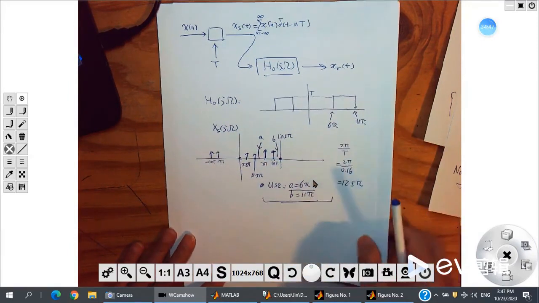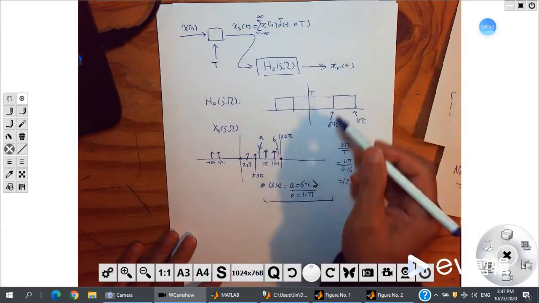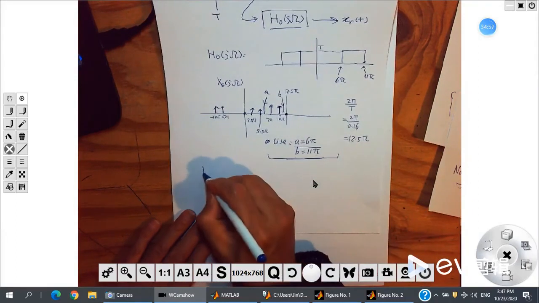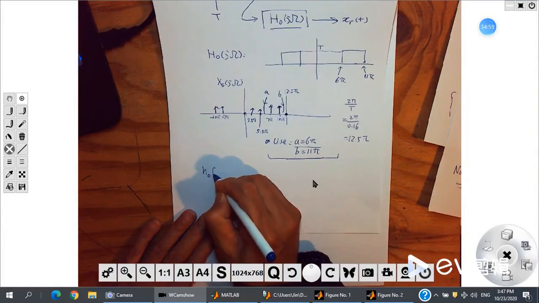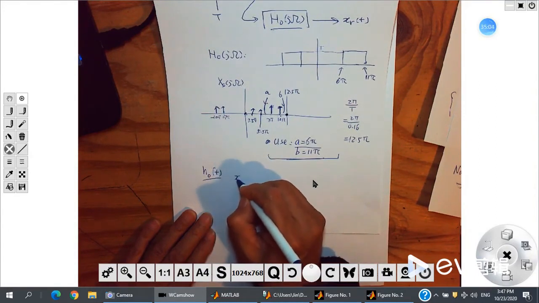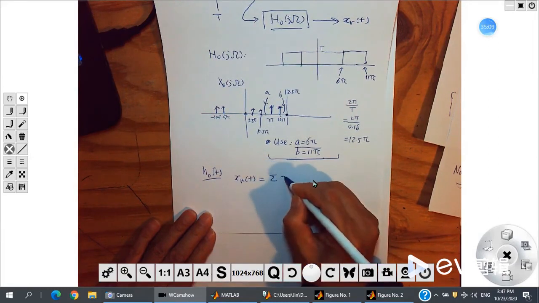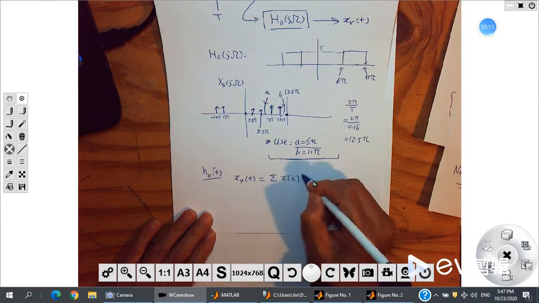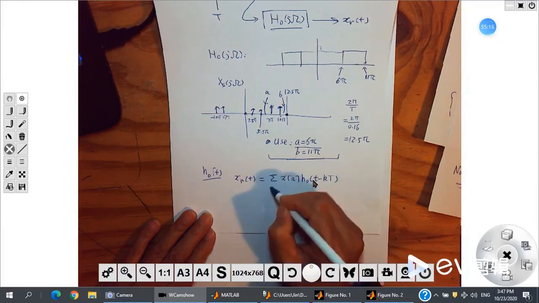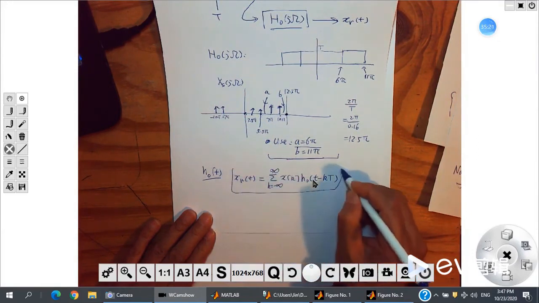And of course you can realize this if you want to build a circuit to do it. Now in the computer we do a similar thing. We want to find h0(t). We find this, and the result x_r(t) will be the summation of x[k] times h0(t minus kT), with k running from negative to positive infinity.